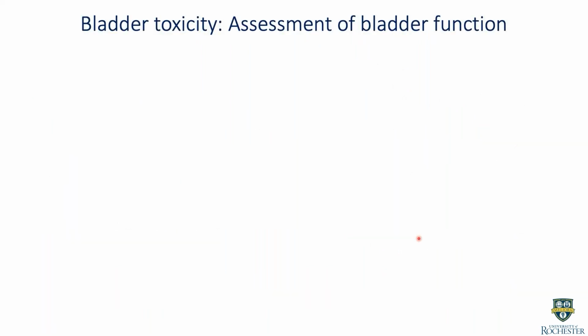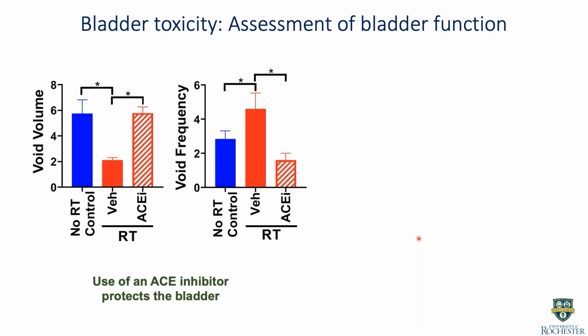So if we then look at bladder toxicity after lisinopril, which has got a better dose delivery, here we can look at void volume and frequency for animals that had no treatment at a radiation treatment of 10 gray times 3. We see a reduction in void volume that's preserved by the presence of lisinopril. Likewise, we see an increase in void frequency following 10 gray times 3, and this is reduced by the presence of lisinopril.